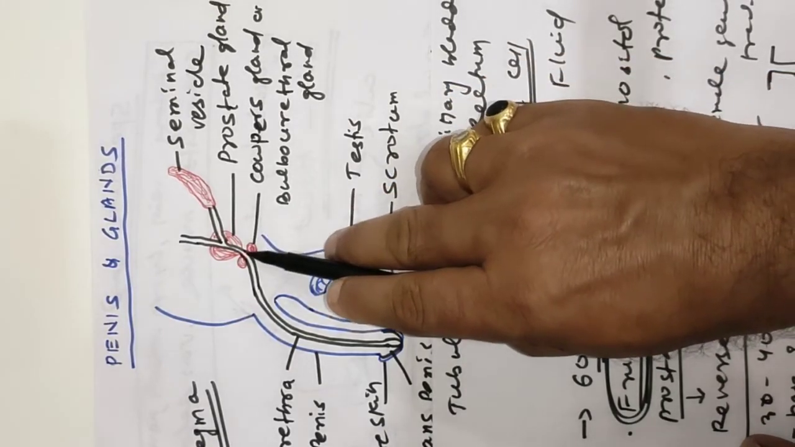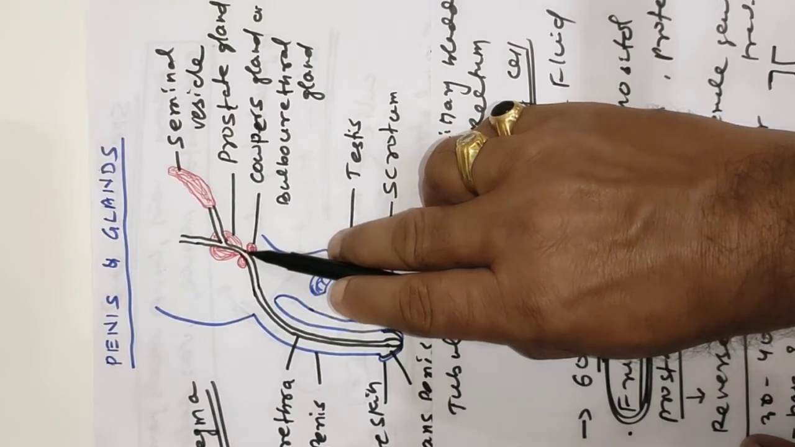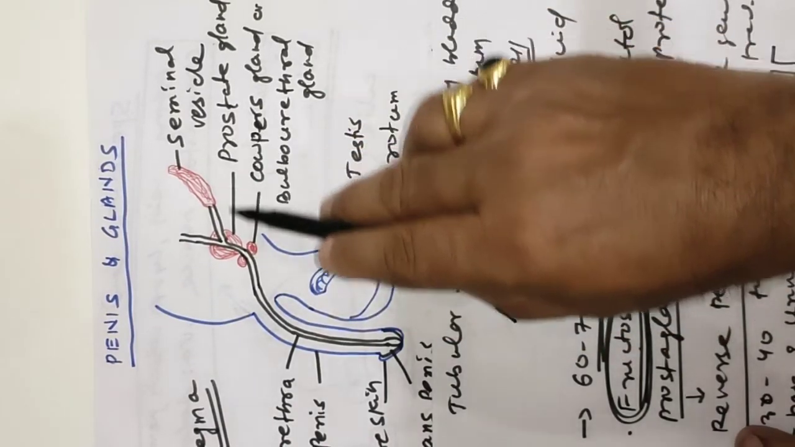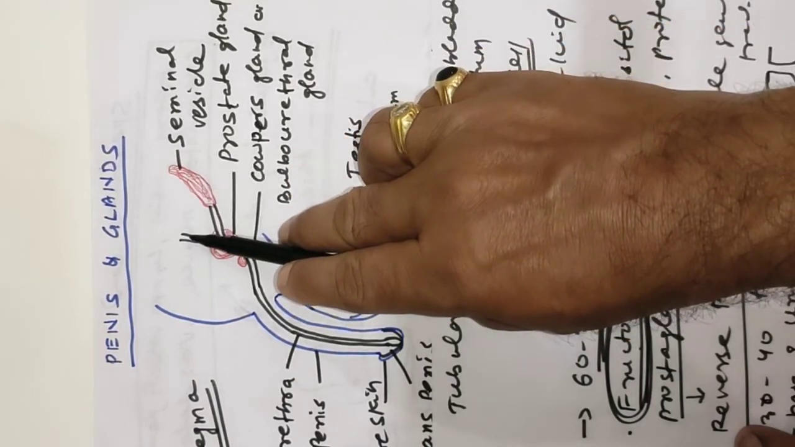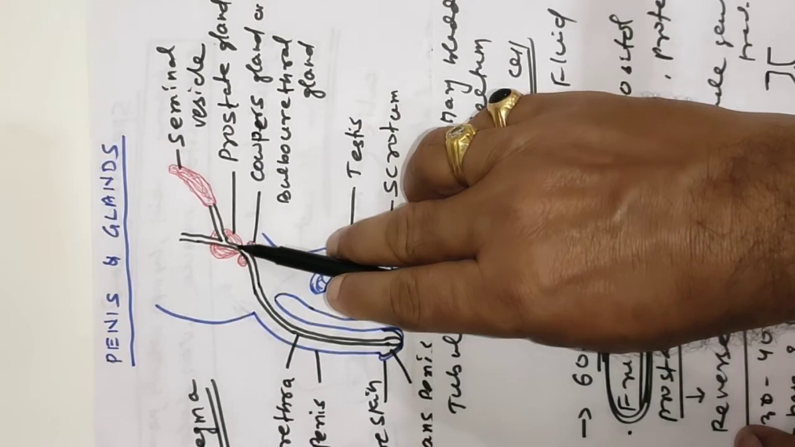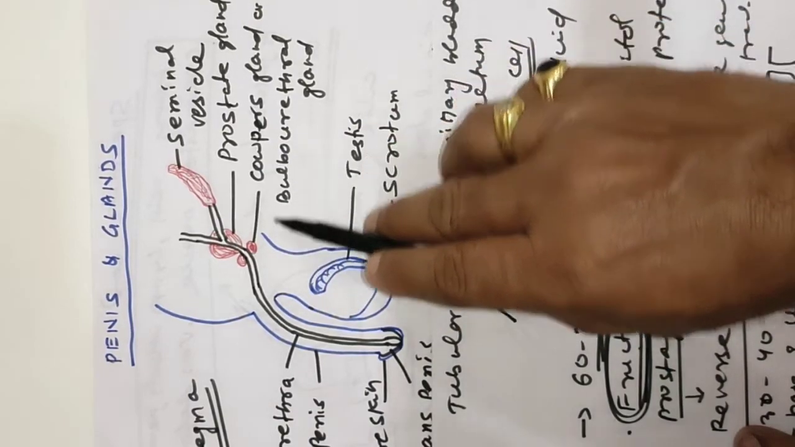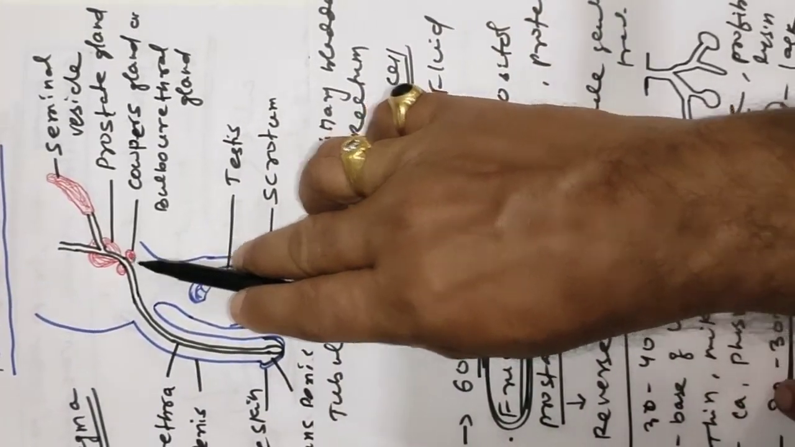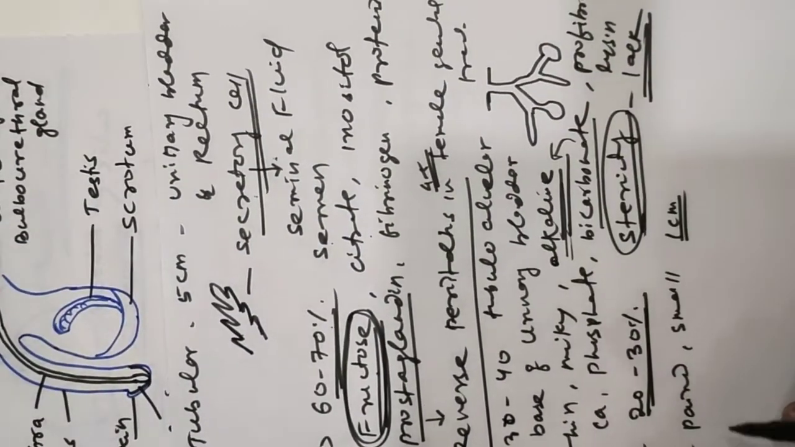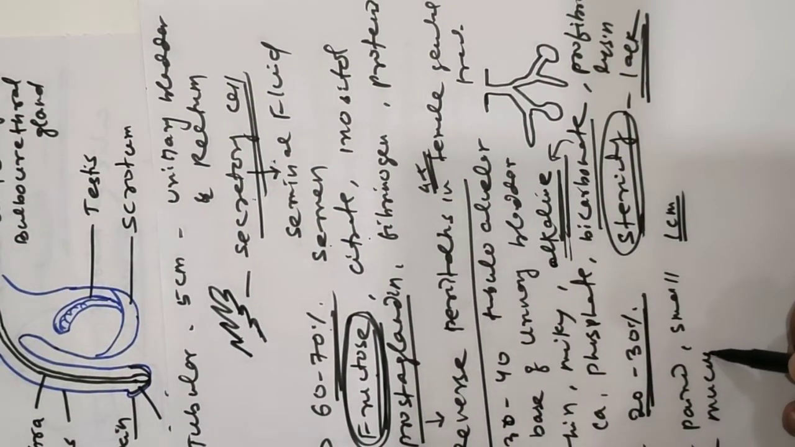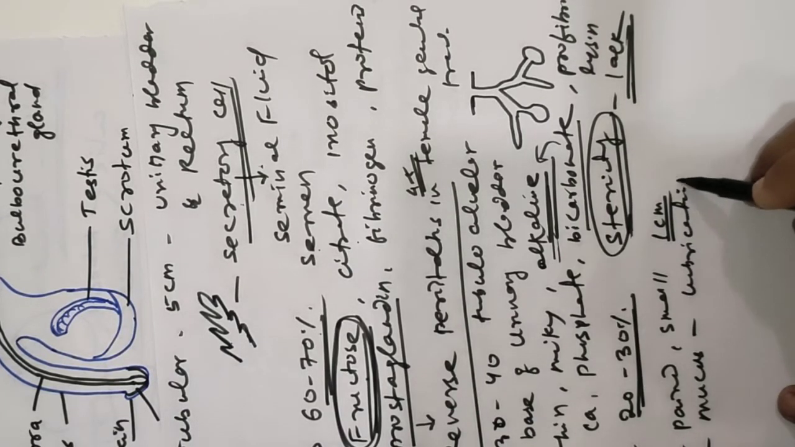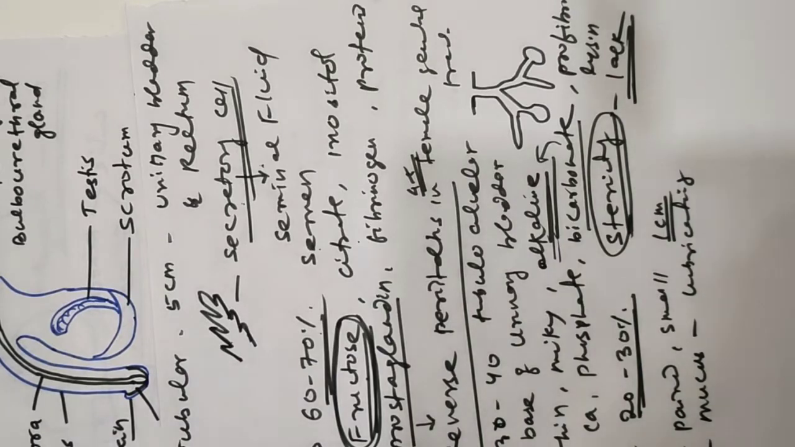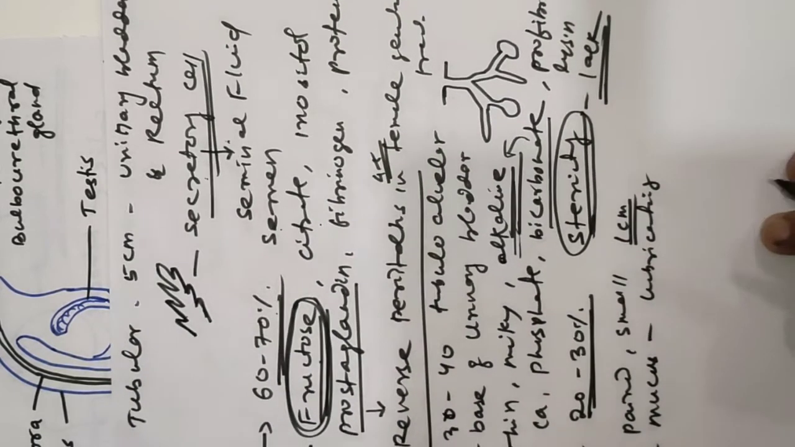It opens into the membranous urethra independently. The prostate gland opens into the prostatic urethra. The seminal vesicle opens into the vas deferens. The Cowper's gland opens into the membranous urethra. Its secretion is rich in mucus. It contains mucus that is lubricating in function. It keeps the passage lubricated.